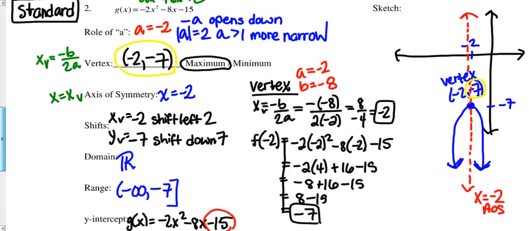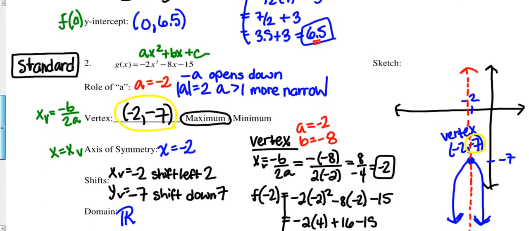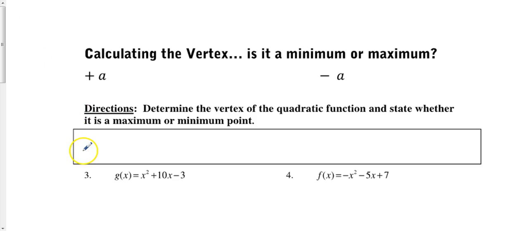That completes our examples for vertex form and standard form, but with a much stronger connection to our graphing, our quick sketches. And let's now get a little deeper into this concept of vertex. At the top of the previous page we had sketched. Let's resketch. So again, positive a tells me it's going to open up.